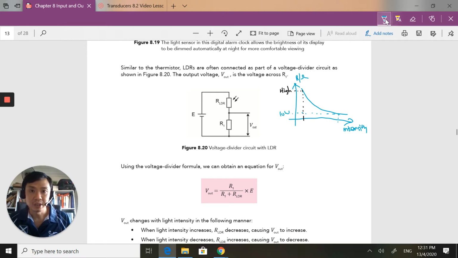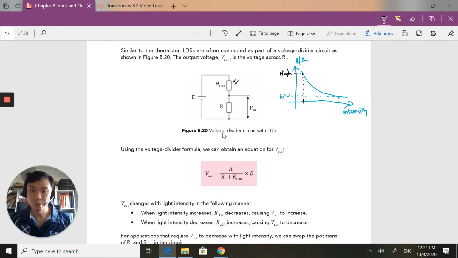Let's take a look. When it is dark, the resistance is very high. And if the resistance here is high, it means it takes up a lot of energy here. The voltage across here is very high. Therefore, the V out goes low when it is dark.